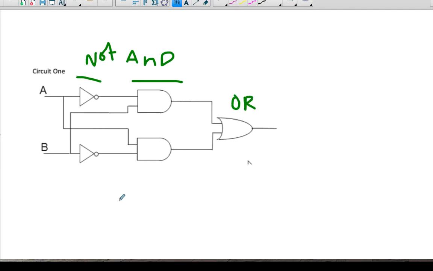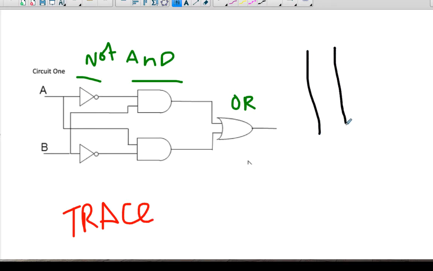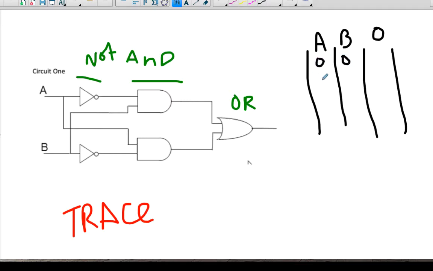So I draw a table. I know I've got 2 inputs, therefore I have 2 to the power of 2 outputs, which is 4 possible combinations of things that could happen. I could have 2 zeros, I could have a 1 in A and a 0 in B, or a 0 in A and a 1 in B, or I could have 2 ones.